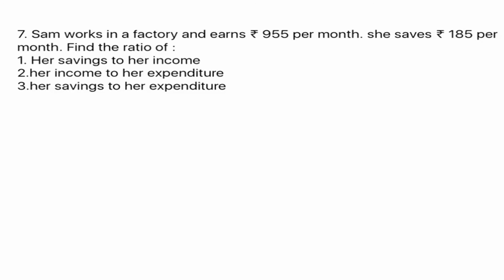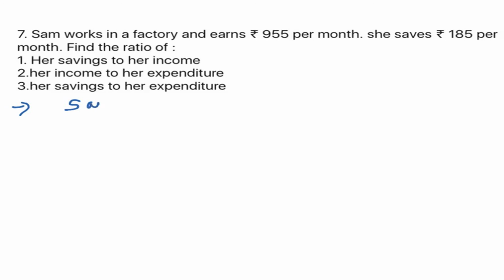Next question is, Sam works in a factory and earns rupees 955 per month and she saves rupees 185 per month. We have to find the ratio of her savings to her income, her income to her expenditure, and her savings to her expenditure. So first of all we will find out her savings, income and expenditure. Let's start with doing this. We will find all these numbers from the question only.